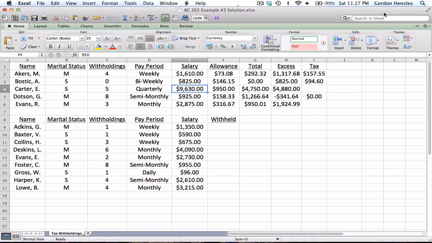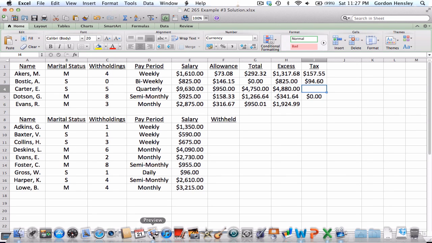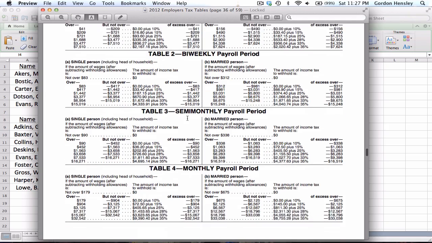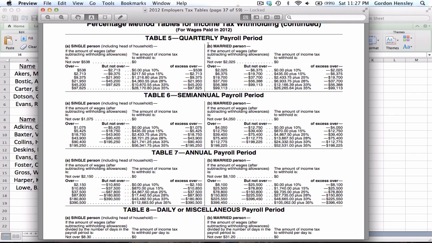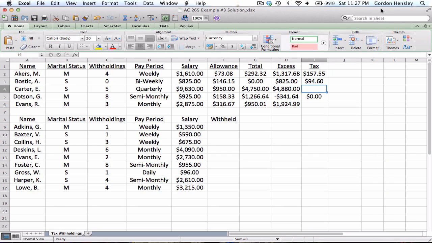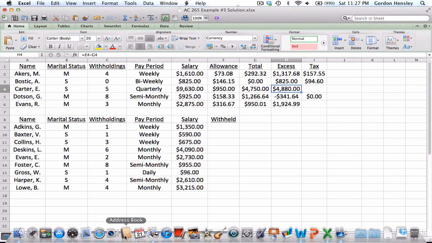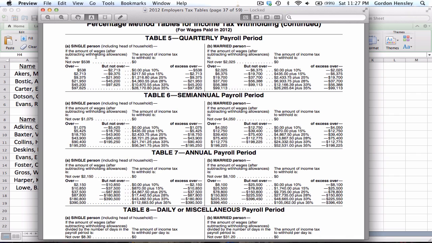Now the next person, single, quarterly, excess is $4,880. So I'm looking for single, quarterly, $4,880. Well, I got to find the quarterly table. It's all the way down here on table 5. Table 5, quarterly payroll period. This person is single. That's the left side. What was their excess amount? $4,880. So I got to find on table 5A where $4,880 would fall. It falls into the second category. It's over $2,713, but not over $9,375.